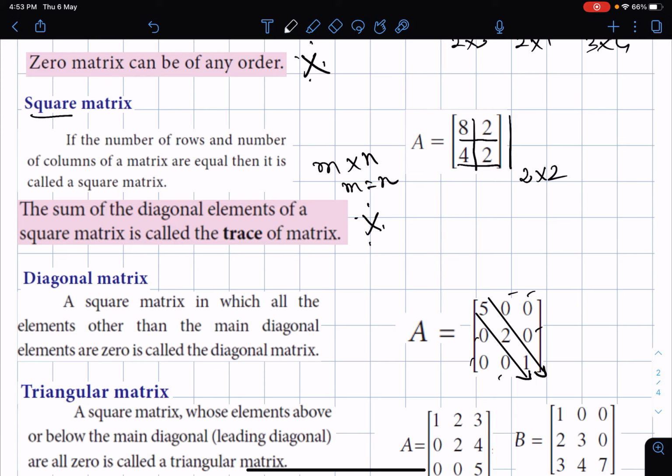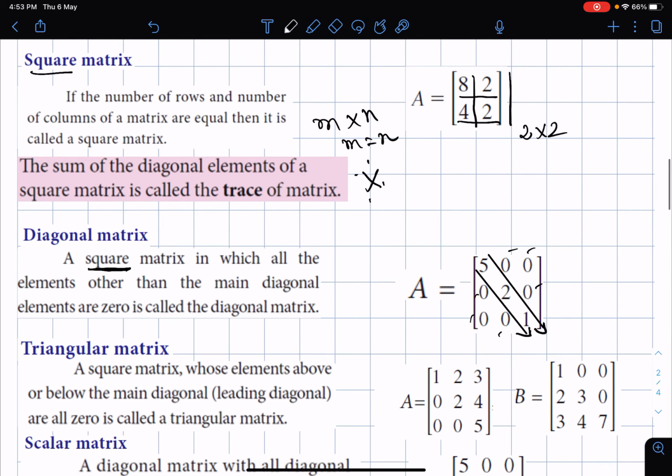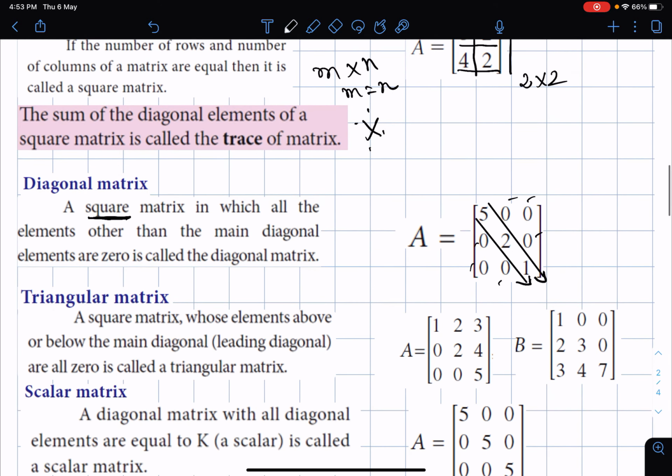And one more condition you have noticed is the square matrix. What is square matrix? Both the number of rows and number of columns should be equal. So always a diagonal matrix is a square matrix, and only the diagonal elements are present, whereas others remain as 0. Now coming to triangular matrix.